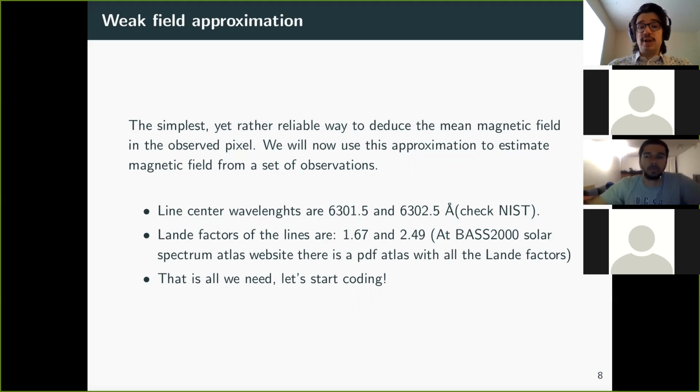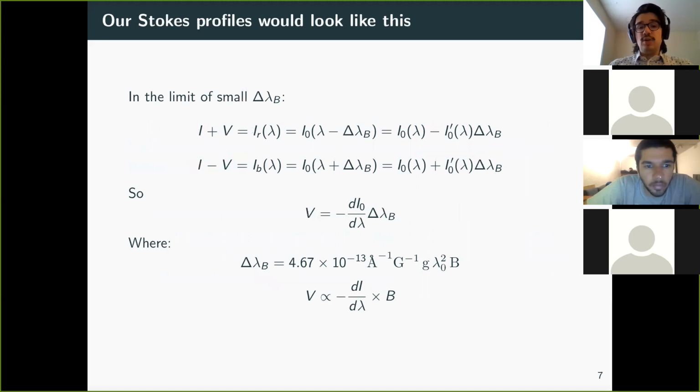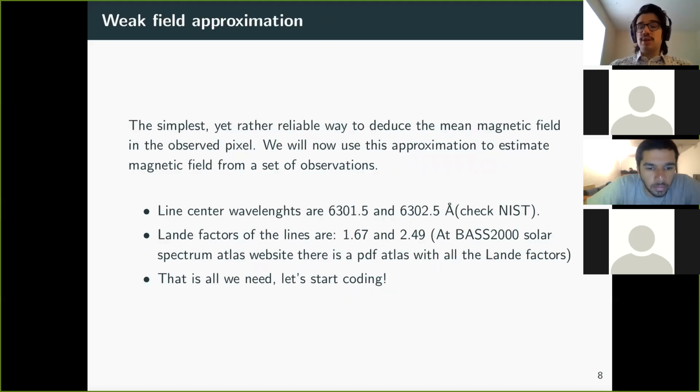And having large lambda factors means that your lines are more sensitive to the magnetic field, means that you will get more circular polarization for a given value of the magnetic field, means that you will be able to detect and measure smaller magnetic fields. And this is literally everything that we need. We need to know this relationship, and we need to know some constants for our lines, and that's everything that we need. And now we're going to do that.